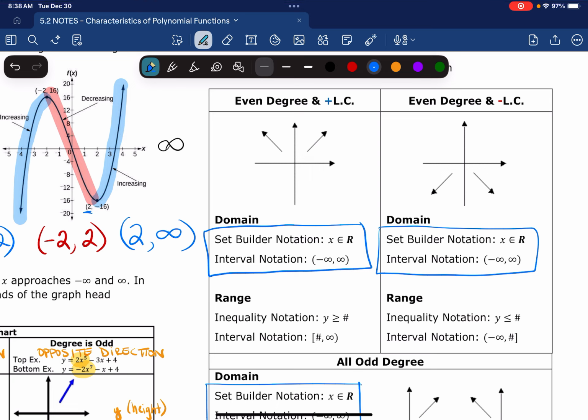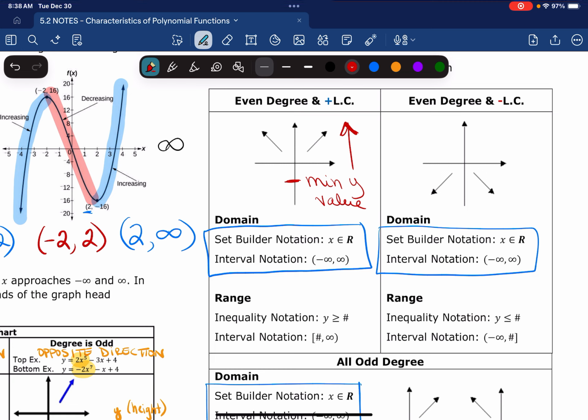The range of a function. If you have an even degree and a positive leading coefficient, you need to find the very lowest y value that exists on your function. Somewhere down here, I don't know where it is, I'm just estimating. So from this minimum y value, all the way up, that's the range of your function, okay?